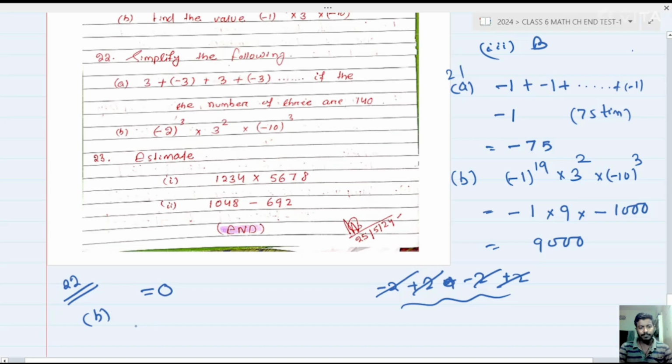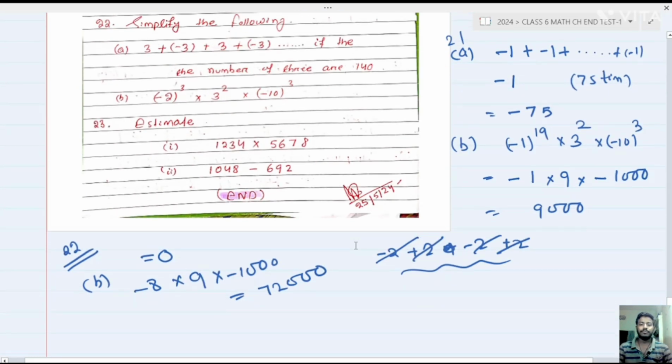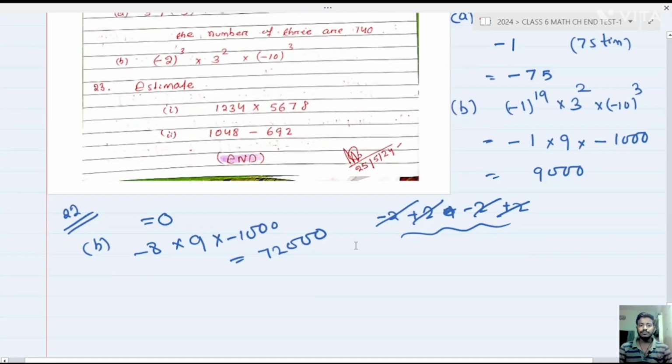Now next question number B. Minus 2 cube, that is minus 8 into 9 minus 1000. So answer is minus minus plus 9 8 72,000. Okay. Now question number 23. This is the last question.